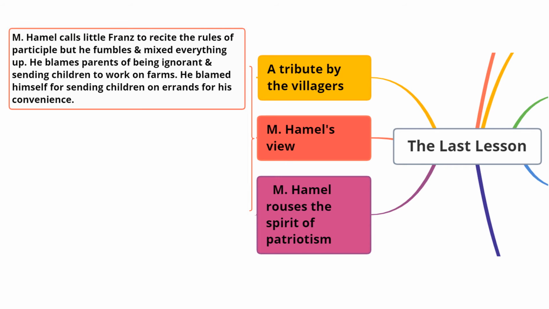Franz was asked to recite the rules of participles, which he fumbled. He wanted to get it right, but he was too nervous and mixed everything up. M. Hamel did not scold him for not being able to answer correctly. Instead, he expressed his deep worry about the human tendency to take things for granted. He held everyone, including himself, responsible for the failure to learn French.